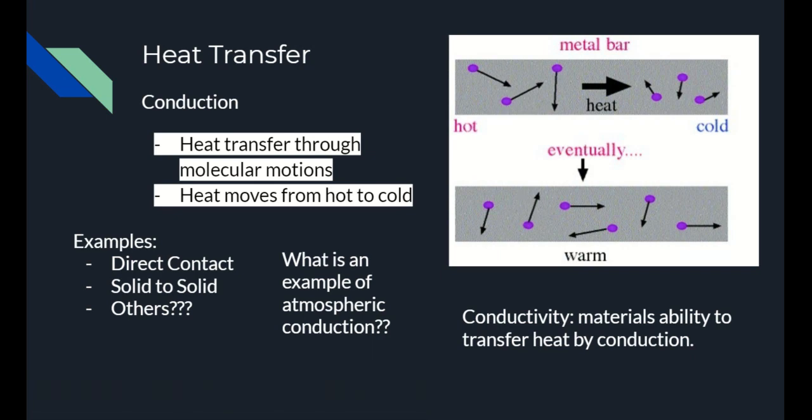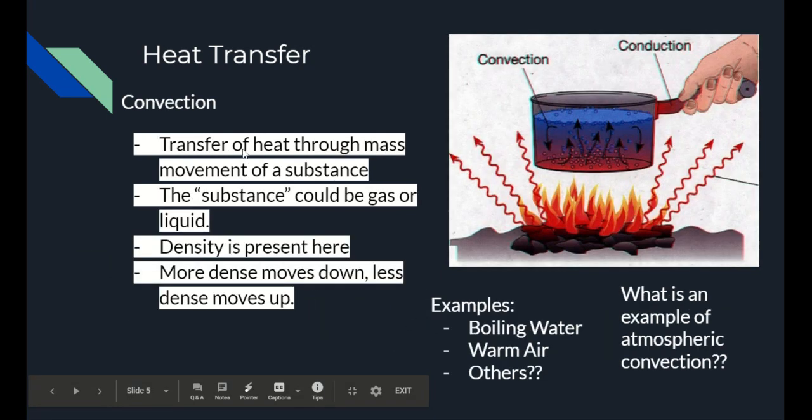pretty much anything metal, right? But then you have low conductivity stuff like carbon. Okay, carbon fiber is one of those. A lot of gases are like that. Wood would be like that. Pretty much anything that has high carbon in it is going to be not great at conductivity. Okay. So the next one then is convection.